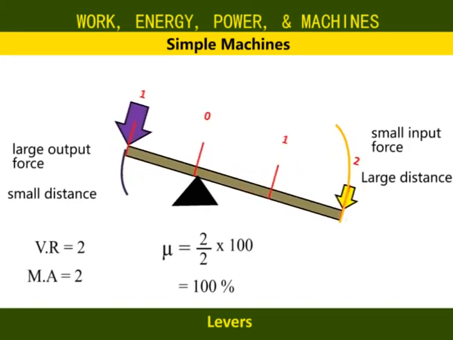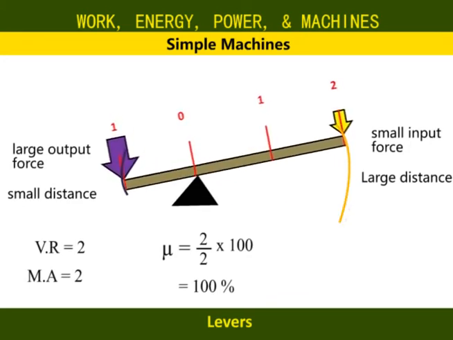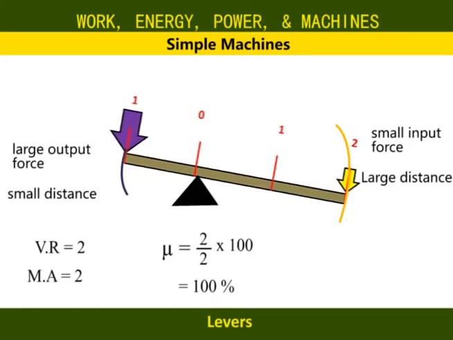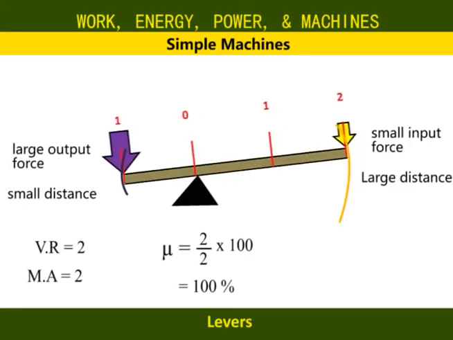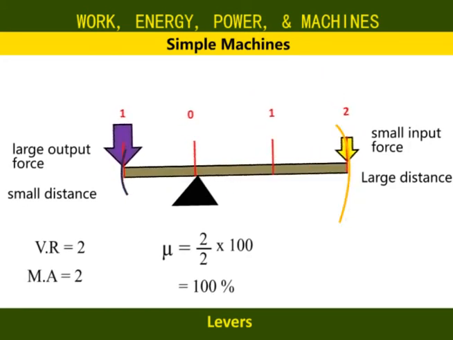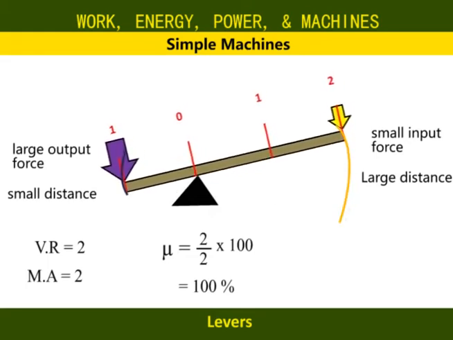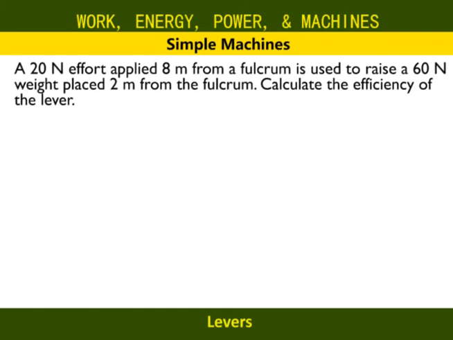Usually we do not have machines with 100% efficiency, and that is because some effort will be used to overcome the force of friction at the fulcrum. We take an example. A 20 Newton force applied 8 meters from a fulcrum is used to raise a 60 Newton weight placed 2 meters from the fulcrum. Calculate the efficiency of the lever.